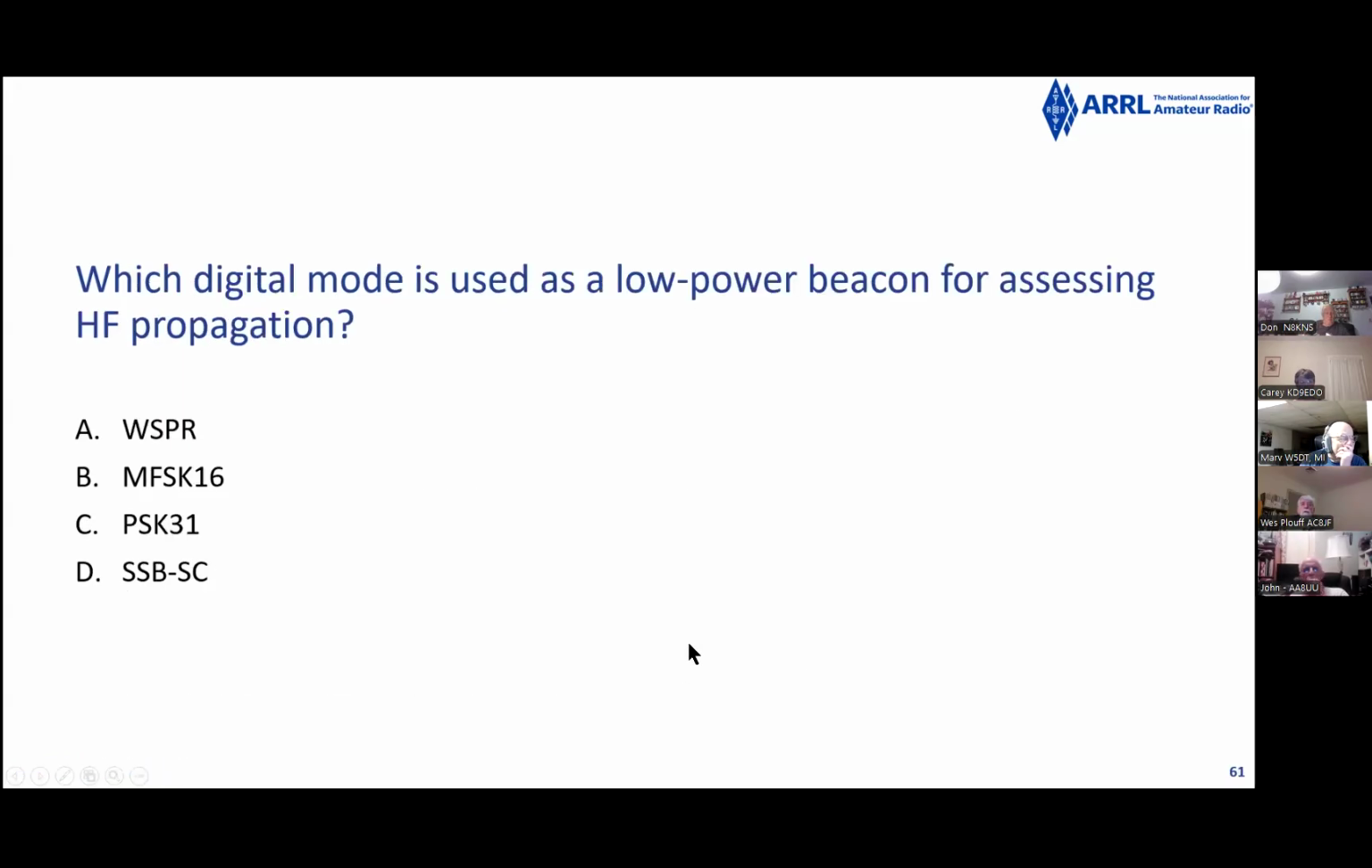Which digital mode is used as a low power beacon for assessing HF propagation? A, Whisper. B, MFSK16. C, PSK31. D, SSB-SC. A. Yep, the answer is A. SSB-SC is the original name for single sideband. The full name is single sideband suppressed carrier.